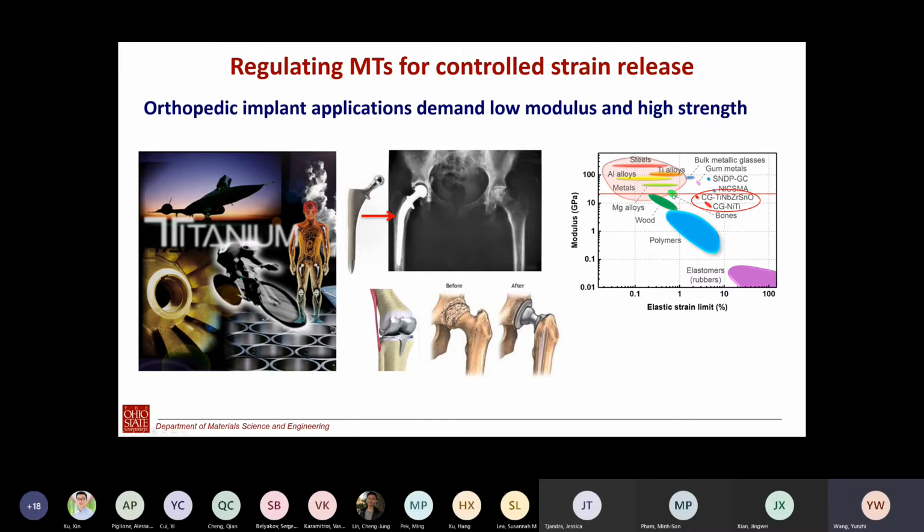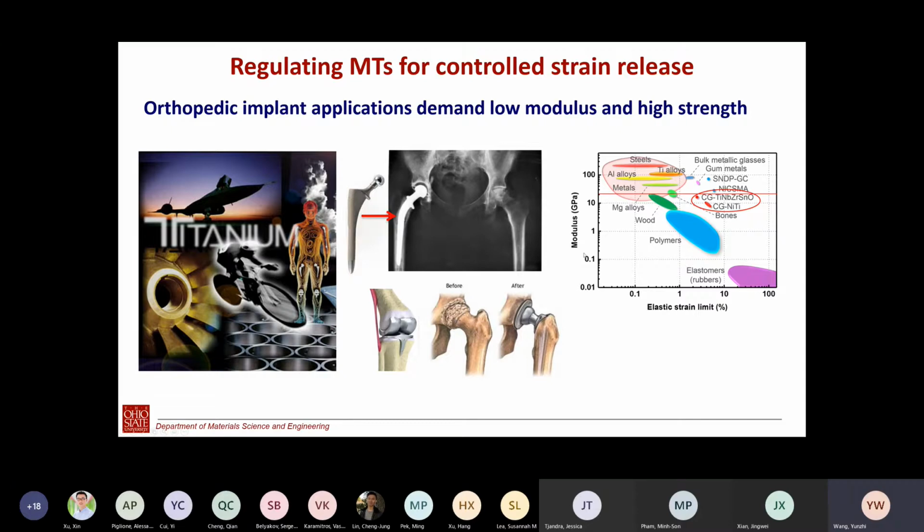So if you have a large elastic modulus mismatch, the problem is that the load is mostly taken by the metal implant, and the bone doesn't bear much load. And we know the bone needs to regenerate. You need to give some stress stimuli. So if there's no stress stimulation, the bone doesn't regenerate. So it causes a big issue in this case.